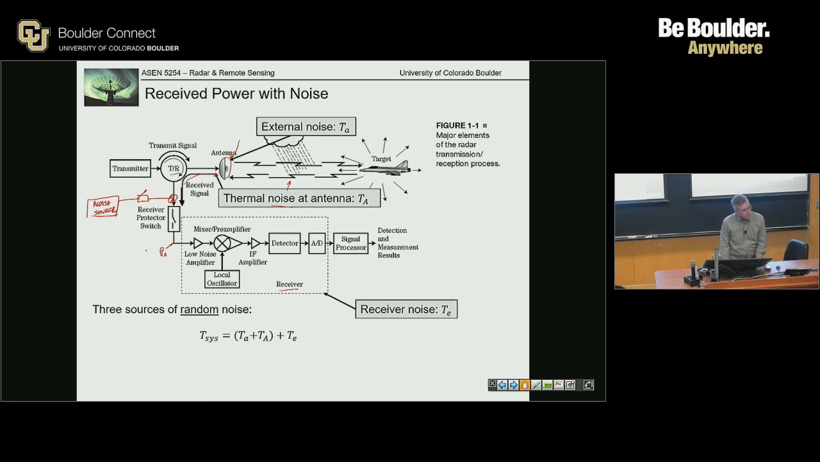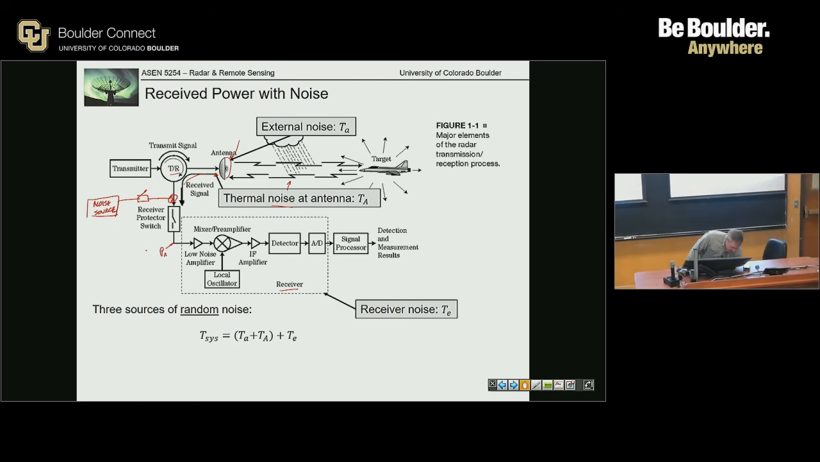So do you work with radiometers? No. Not at all? Radiometers don't have an active transmitter. They just listen, and they have a very low system noise, so they can detect changes in emissions that are being detected by the antenna.